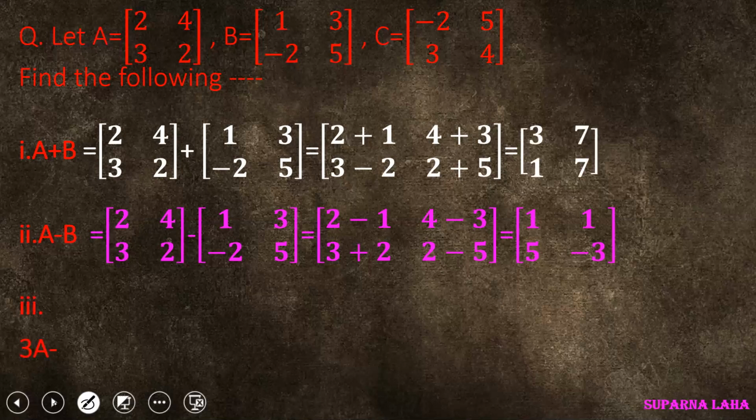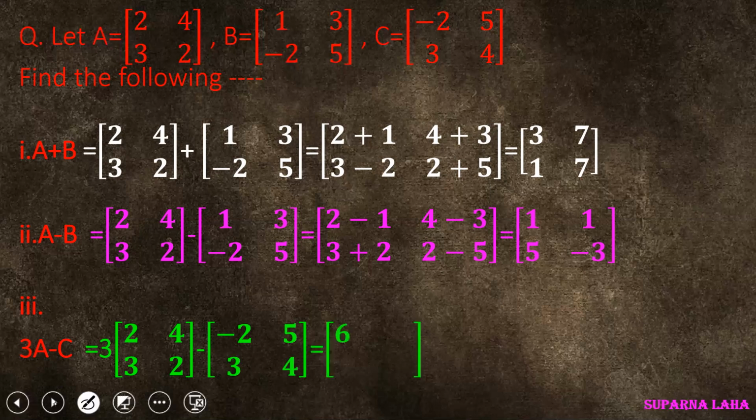Next, you need to find 3A minus C. That means a scalar multiplication with A. That is, you need to multiply 3 with A and then subtract this C. So firstly, 3 into A. What is 3A? 6, 12, 9, 6. That is, you need to multiply 3 with each and every element of A. And then minus C, that is minus 2, 5, 3, 4. And we subtract it. If we find this, 6 plus 2, 8, 12 minus 5, 7, 9 minus 3, 6, 6 minus 4, 2. So the ultimate answer is 8, 7, 6, 2.